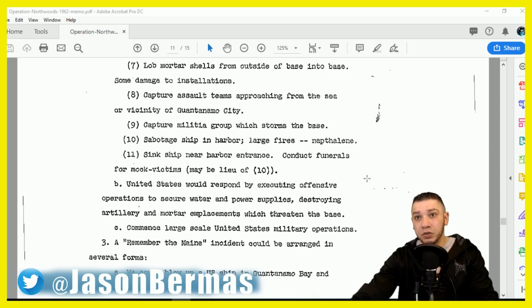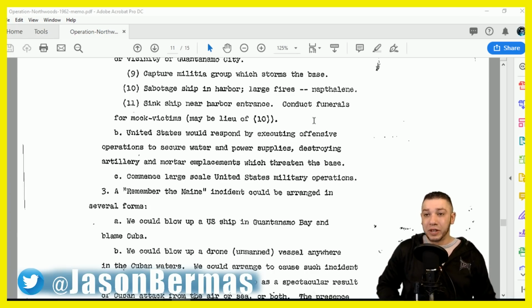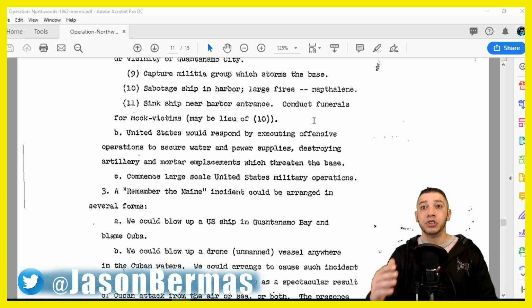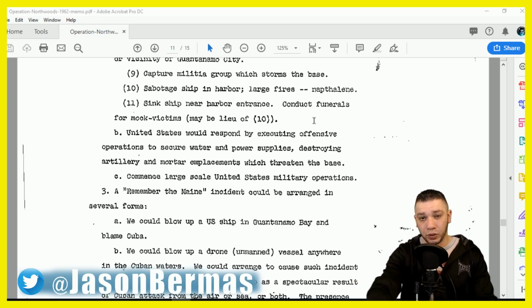Capture militia groups that storm the base. Sabotage ships in the harbor. Large fires. I can't read that. Nephthaline. Sink ships near the harbors. Conduct funerals for mock victims. All right, so let's do that. Let's talk about that. So right here is the government talking about sinking ships, U.S. ships, that don't really have any soldiers on them, and then actually conducting mock funerals.